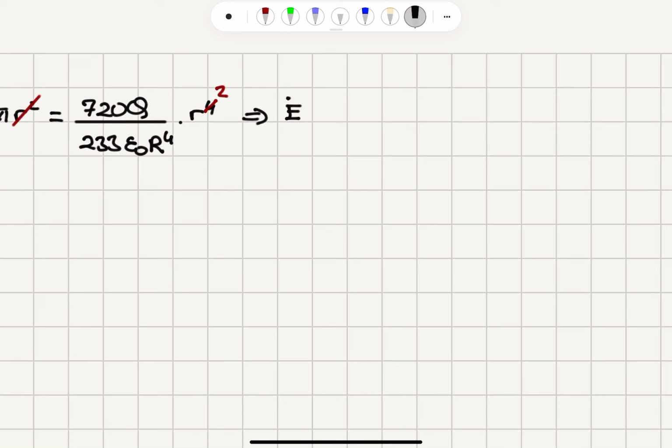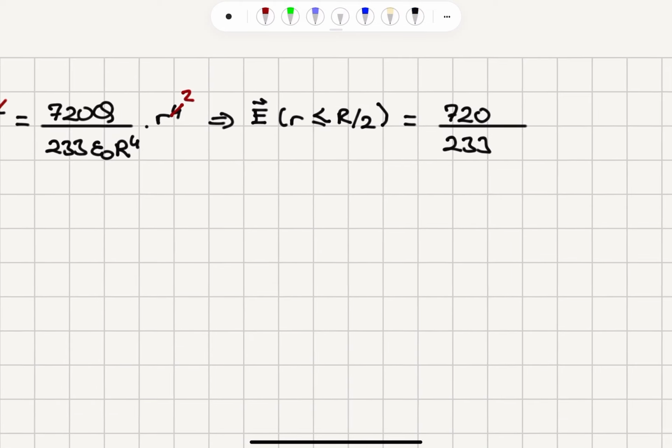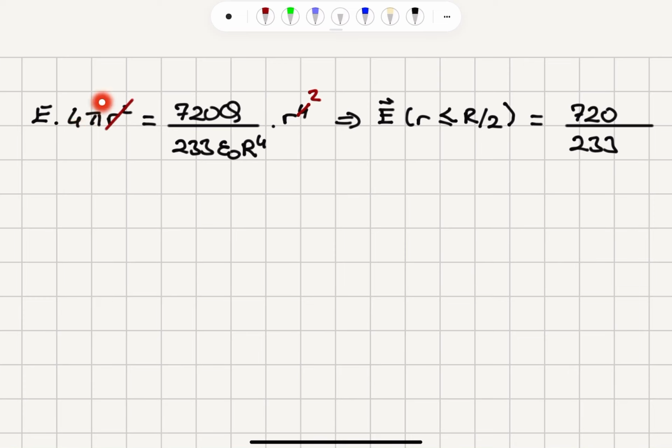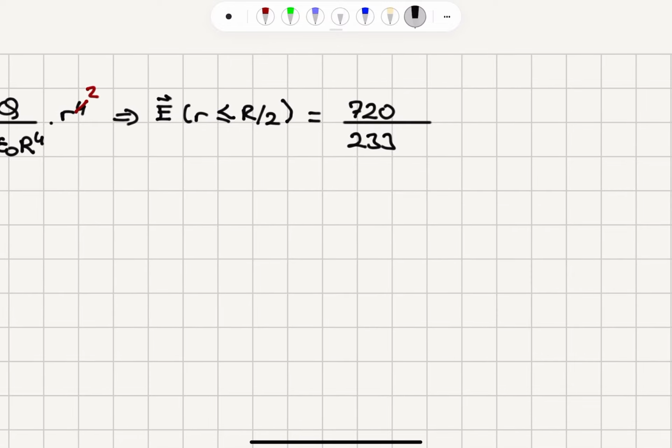Electric field in the region where the radial distance r from the center is less than or equal to capital R over 2, we have 720 divided by 33. Now you can see that we have 4 pi on the left side. So 1 over 4 pi epsilon 0 is k. I'm going to substitute that for Coulomb's constant.